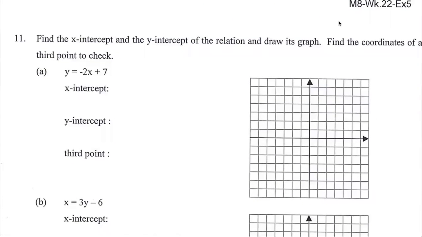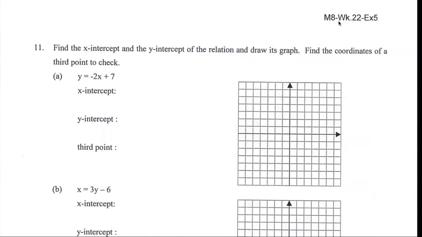Find the x-intercept and y-intercept of the relation and draw the graph. Find the coordinates of a third point to check. So this question is about x-intercept and y-intercept. Remember what x-intercept and y-intercept are.